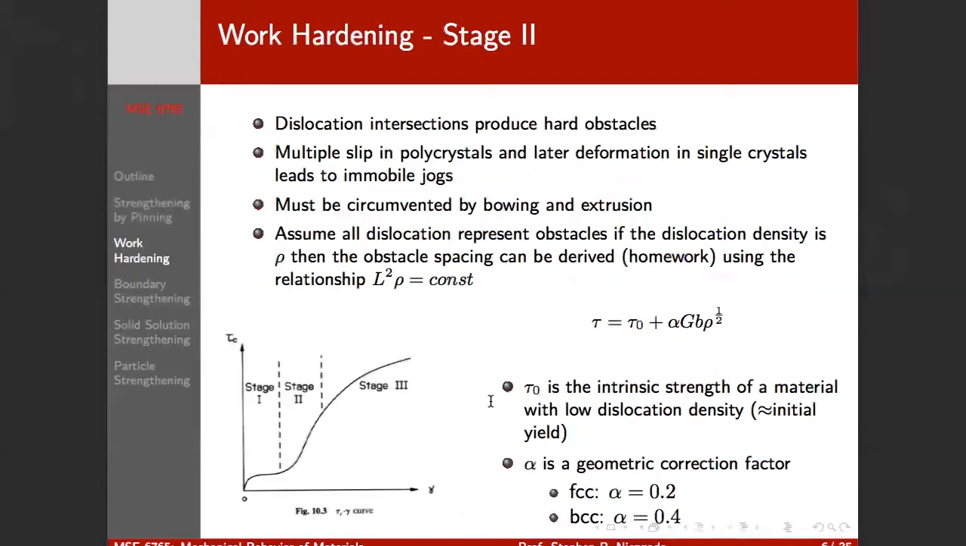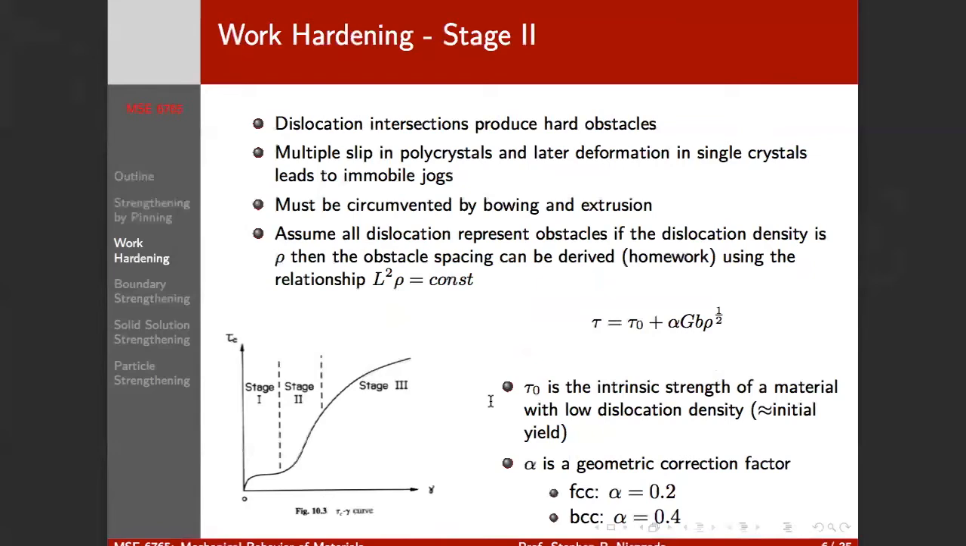So dislocation intersections produce hard obstacles. Multiple slip in a polycrystal and later deformation in single crystals leads to a set of immobile jogs, which we then have to get around either by bowing or extrusion. We talked a little bit in the last class about how we get the rho to the 1/2 dependence. I assigned it as a homework problem a couple of years ago. That did not go well.